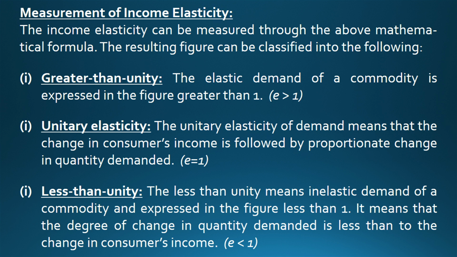The resulting figure can be classified into the following: 1. Greater than unity. The elastic demand of a commodity is expressed in a figure greater than 1. E greater than unity. 2. Unitary elasticity. Unitary elasticity of demand means that the change in consumer's income is followed by a proportionate change in quantity demanded. E equals unity. 3. Less than unity. Less than unity means inelastic demand of a commodity and is expressed in a figure less than 1. It means that the degree of change in quantity demanded is less than the change in consumer's income. E less than unity.